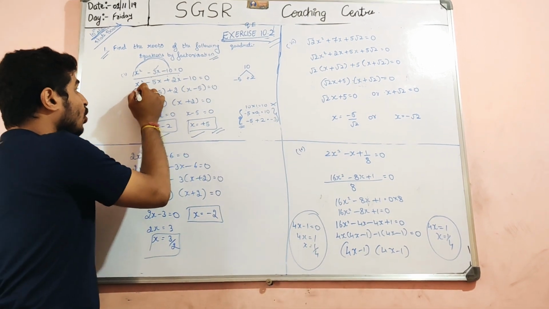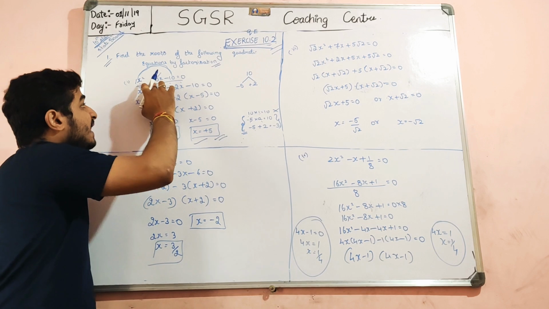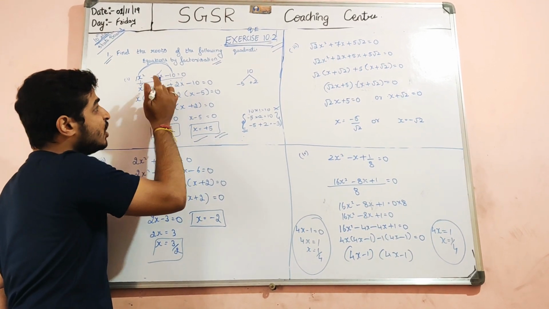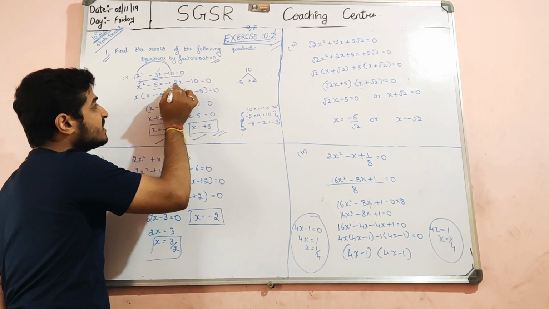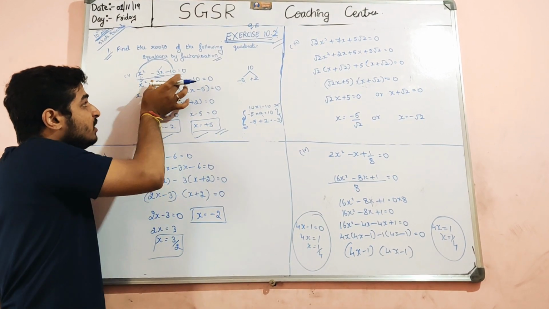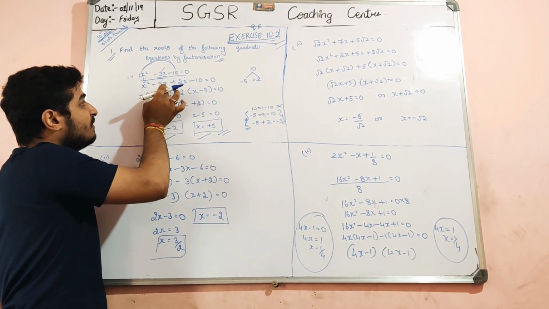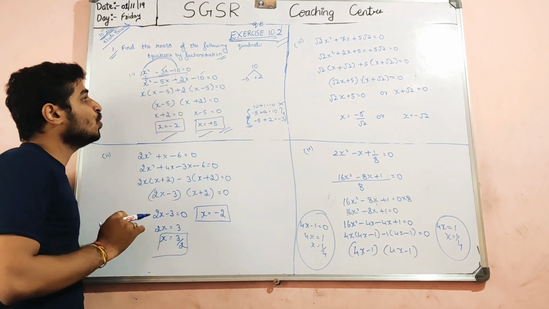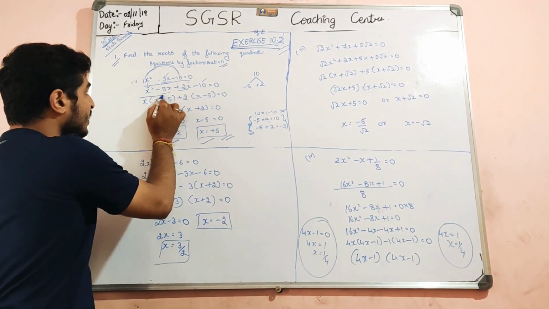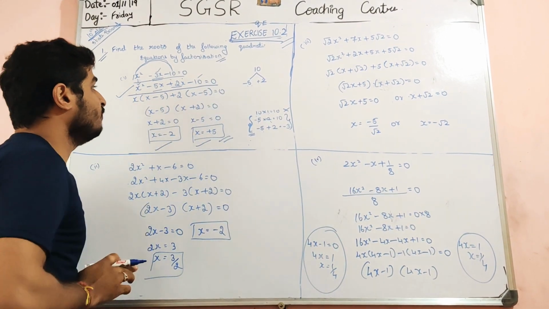Next, write x square as it is. Minus 3x can be written as minus 5x plus 2x. In the place of 3x, you should write minus 5x plus 2x, minus 10 is equal to 0. Till this, it is completed. I think you have understood all these values.